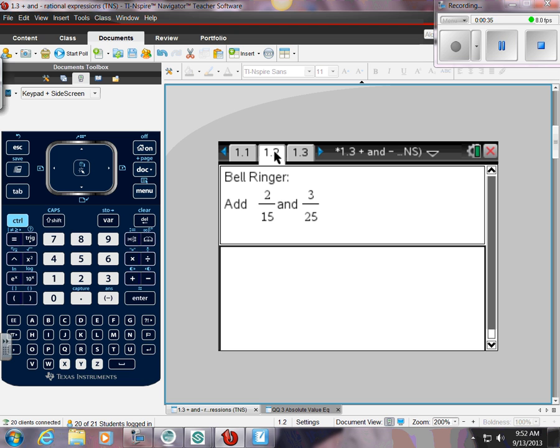All right, so just a quick reminder here. This is 4th grade. So let's see if we can pull this together real quick. I have 2/15 plus 3/25. In order to add two fractions together, what is it that I need? Common denominator. Good. And what is my common denominator going to be?